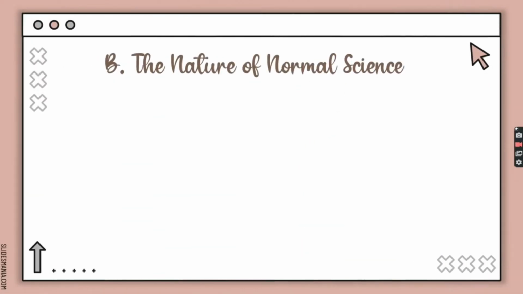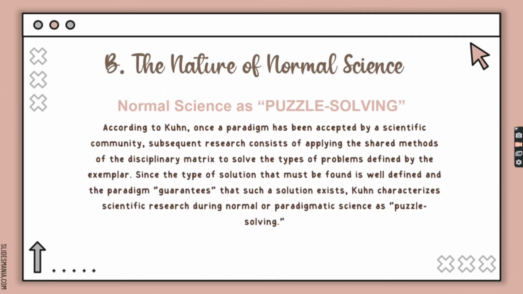And number 3, normal science as puzzle solving. According to Kuhn, once a paradigm has been accepted by a scientific community, subsequent research consists of applying the shared methods of the disciplinary matrix to solve the types of problems defined by the exemplar. Since the type of solution that must be found is well defined and the paradigm guarantees that such a solution exists, Kuhn characterizes scientific research during normal or paradigmatic science as puzzle solving.